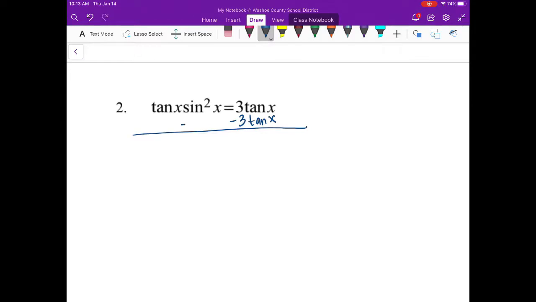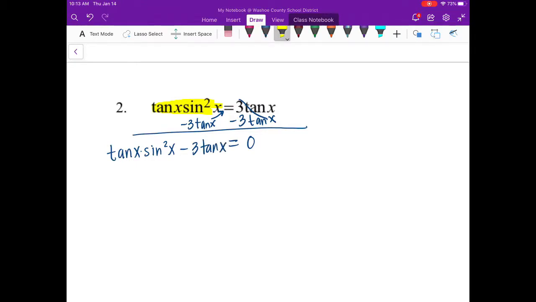Now be careful when we subtract the 3 tangent of x from the left. We have to put it somewhere. Don't combine these. These are not the tangent of x and sine squared of x at the beginning. They're not being added or subtracted. So I can't just subtract the 3 tangent of x from the tangent of x you see on the left. So be careful there. This really becomes tangent of x, and these are being multiplied, times sine squared of x minus 3 tangent of x.